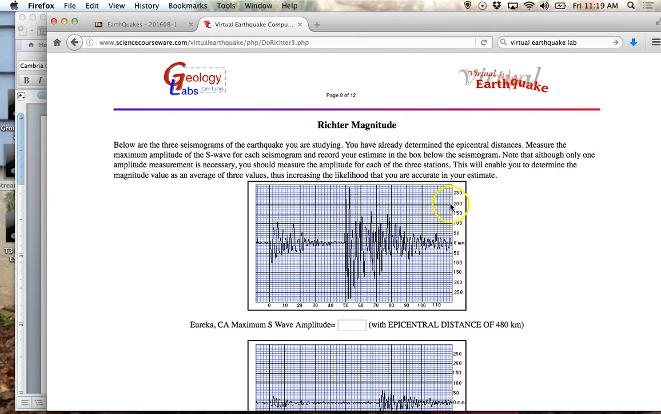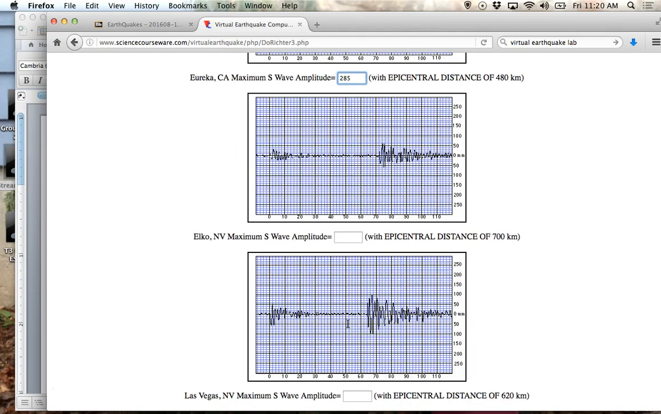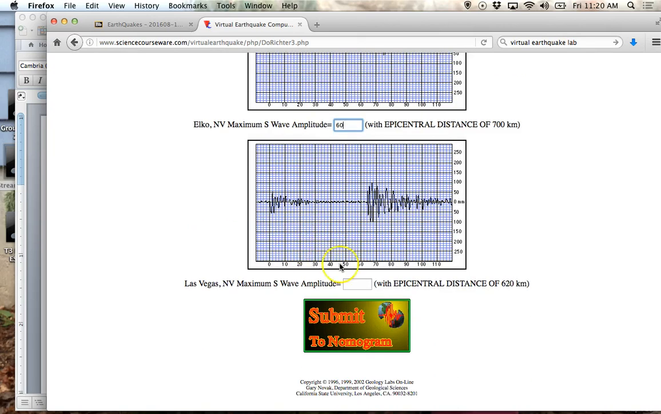And how are these divided? Looks like tens. 50, 60, 70, 80. I can't tell if it goes all the way up to there or not. We're going to call this 285. We might be wrong on that one. As the semesters move on, my eyesight gets worse. 60 for this one. And lastly, 100.